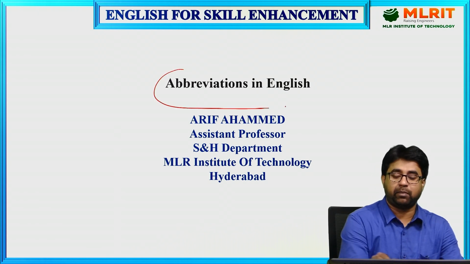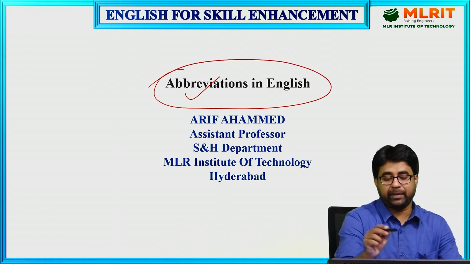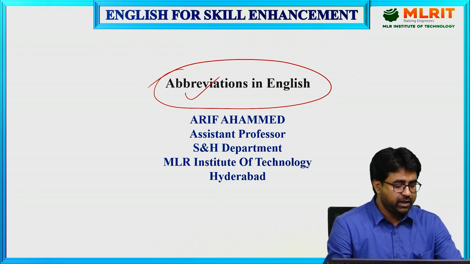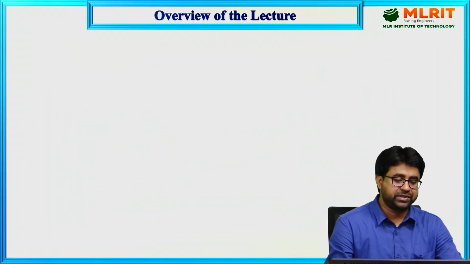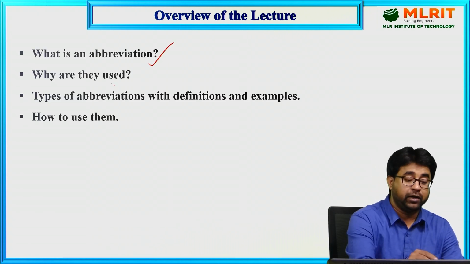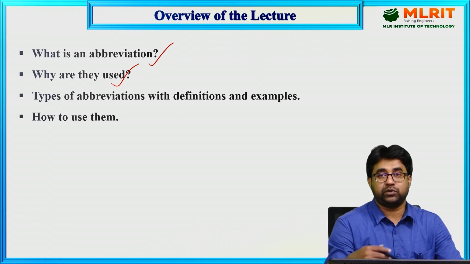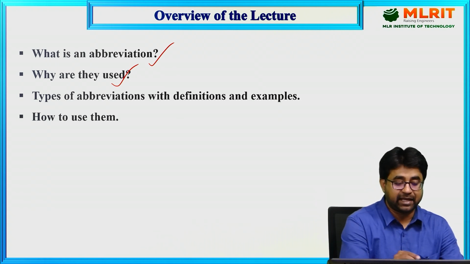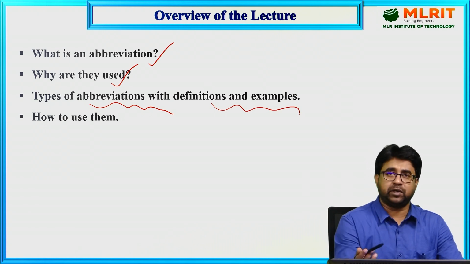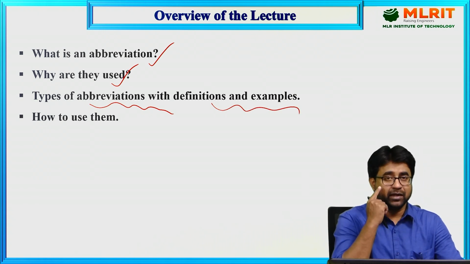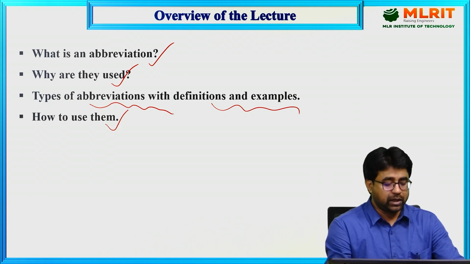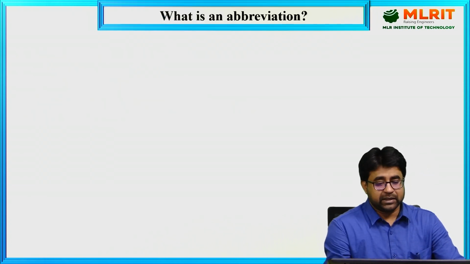Today I will be talking about abbreviation in English. The main topic is abbreviation, which is very simple and very short also, so it doesn't take much time. Let's see what are the parts of today's lecture. First, I'll be talking about the definition of abbreviation, what is an abbreviation, then why they are used, why we actually need to use abbreviation in certain cases, and then I'll be talking about types of abbreviation with definitions and examples. There are a few different types of abbreviations. I'll be talking about them with examples, and we will also talk about how to use them, or where to use them basically.